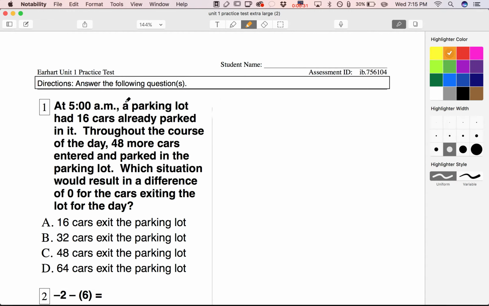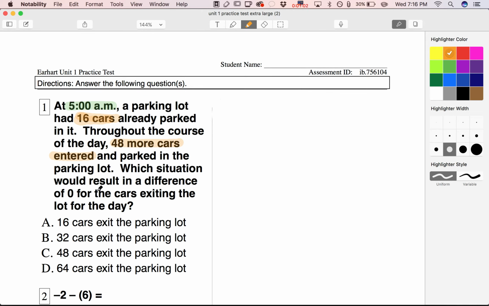Of course it's a word problem, so we have our skills where we go back and highlight everything that's important. So 16 cars; the 5 in the morning is a maybe, so let's highlight that. They already parked in it. Throughout the course of the day, 48 more cars, something else. They entered, they didn't leave, so that's important, and parked in the parking lot. Which situation? Okay, and then we want to get to 0.